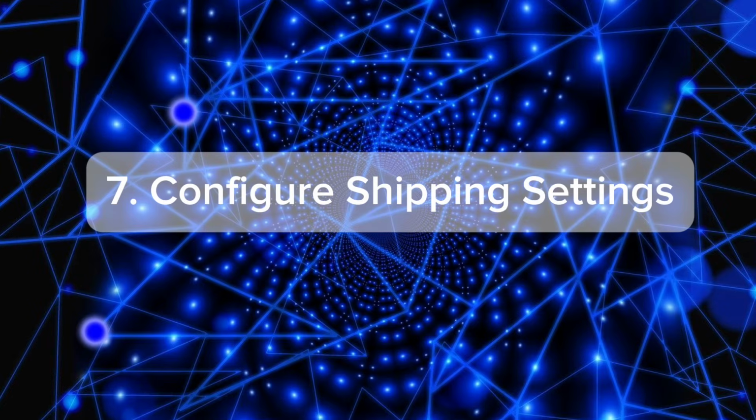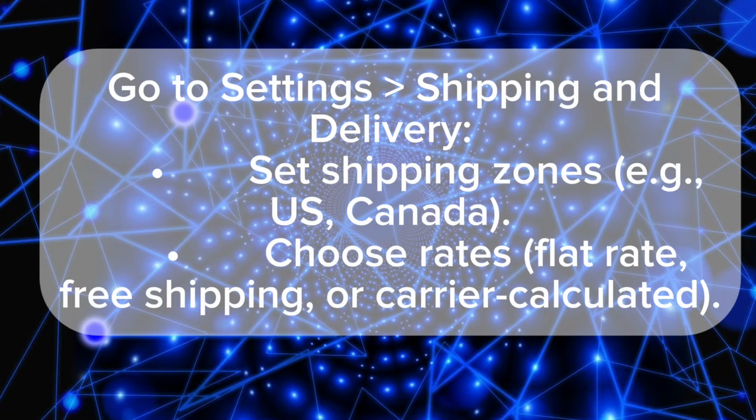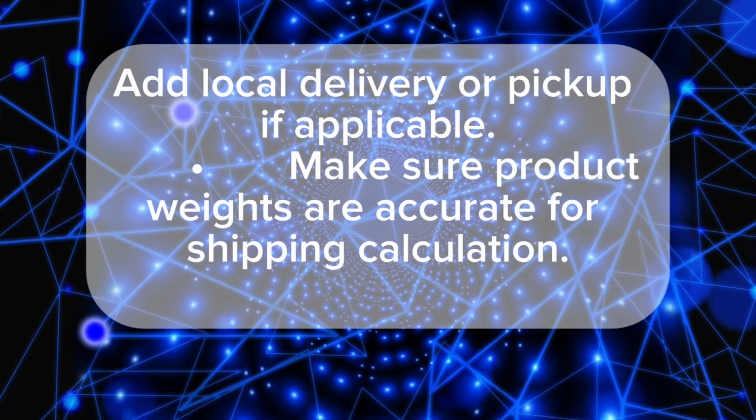7. Configure shipping settings. Go to Settings > Shipping and Delivery. Set shipping zones, for example, US, Canada. Choose rates: flat rate, free shipping, or carrier calculated. Add local delivery or pickup if applicable. Make sure product weights are accurate for shipping calculation.